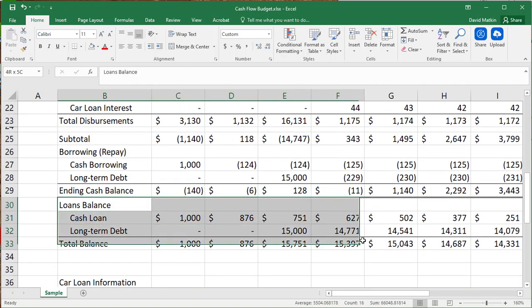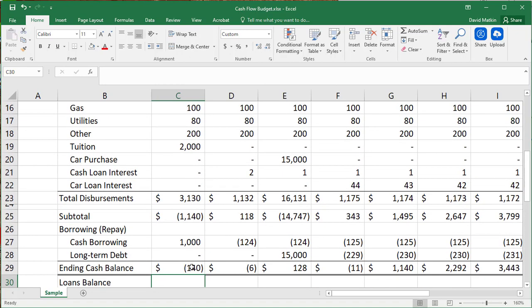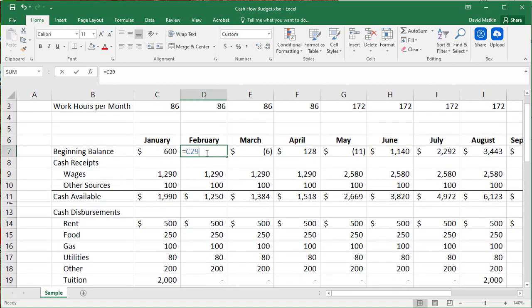And then the next section gets to the ending cash balance, which is just calculated as the subtotal plus any new borrowed money, and because we're adding, if we get one of these negative values, it'll subtract a repayment. So that's the subtotal plus any borrowing activity, and it gets us our ending cash balance. And so this $140 as an ending cash balance in January will then feed up into February as the beginning cash balance in February.